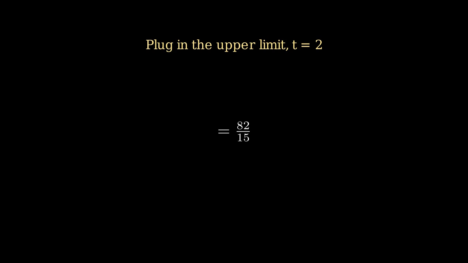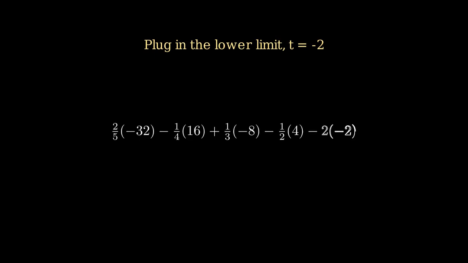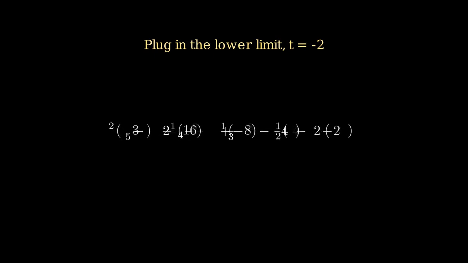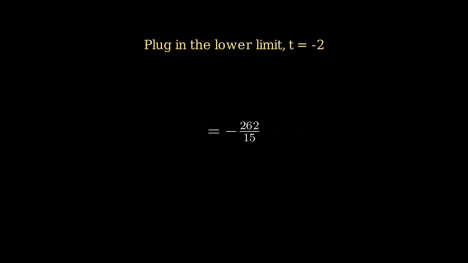Now plug in the lower limit, t equals -2. That gives 2/5 times -32 minus 1/4 times 16 plus 1/3 times -8 minus 1/2 times 4 minus 2 times -2, which works out to -64/5 minus 4 minus 8/3 minus 2 plus 4. Combining these over a common denominator of 15 gives -262/15.